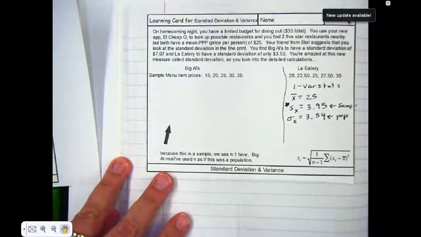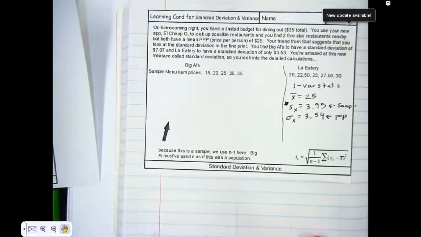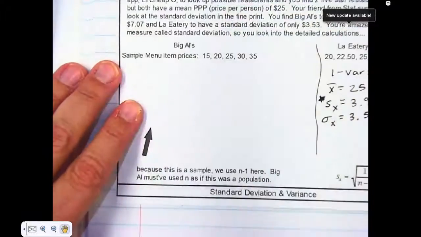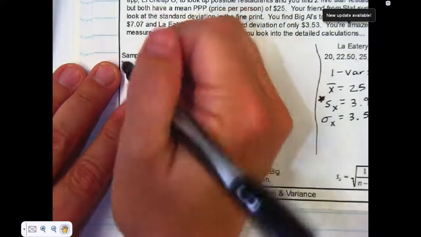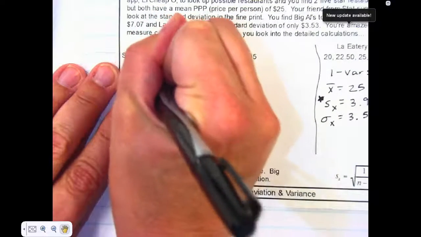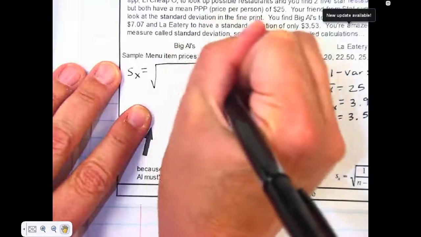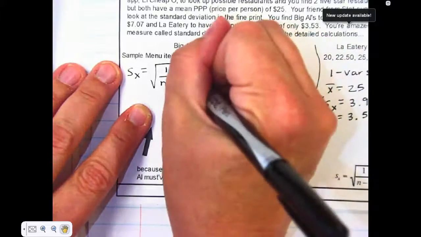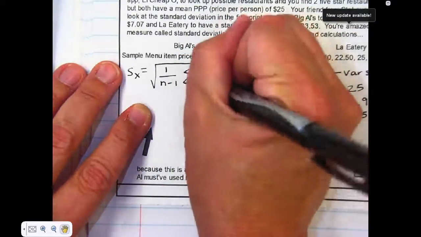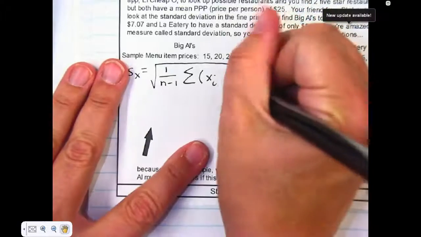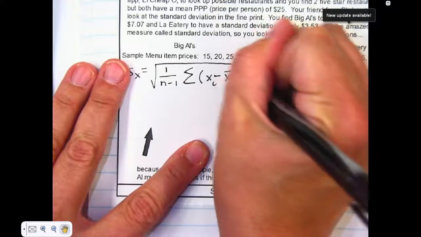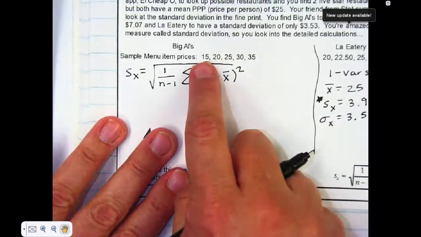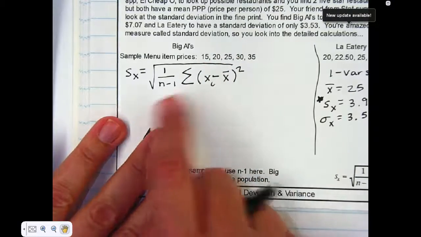Okay, so I'm going to first of all start by giving you the formula for standard deviation. What we're pretty much trying to find for this data set is which is more variable, Big L's prices or Lot Eatery's prices. So the formula for your sample standard deviation is the square root of 1 over n minus 1 times the sum. This is summation of each value minus the mean squared. So what I'm going to need to do is find the mean, take each of those values, subtract the mean, and go from there.